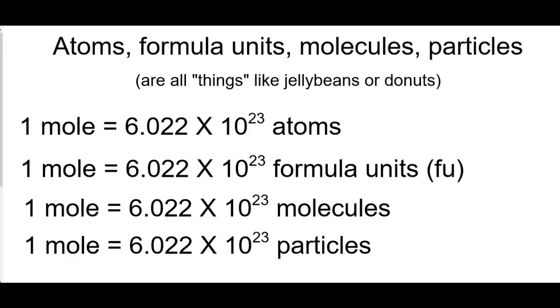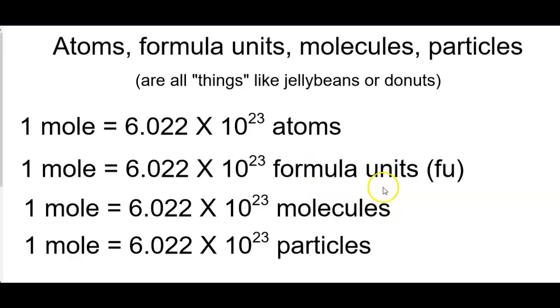So when we say we have a mole of atoms, we're saying we actually have whatever atom we have in our hand, or in our beaker, we have 6.022 times 10 to the 23rd of those atoms. So atoms would go with anything that is an element. Formula units usually go with ionic compounds. Molecules usually go with covalents.